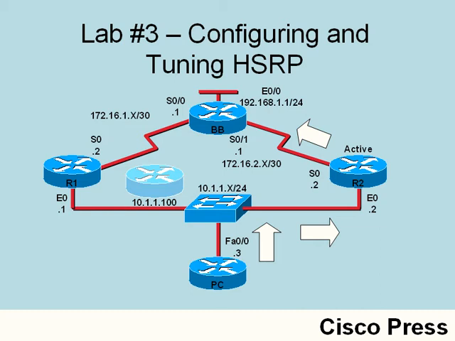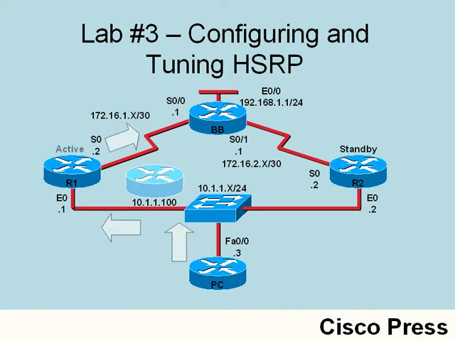What we want to do now is configure router R1 so that if it has an outage, after it recovers from that outage, we want router R1 to transition back to the active router, which is going to force router R2 back to the standby router, and we want traffic once again to flow through router R1. Let's see the syntax to make that happen.